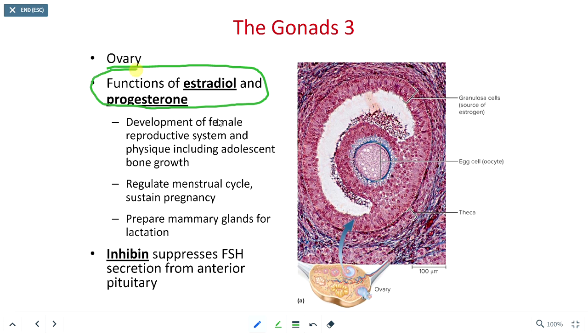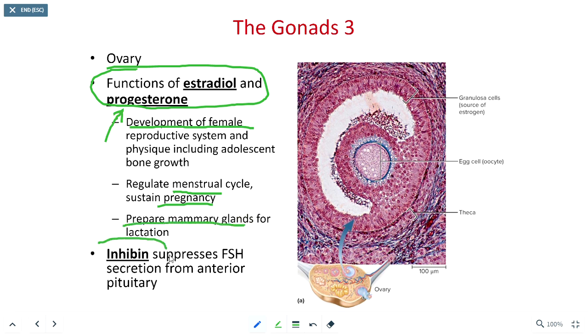They get a lot of talk because they're going to help emphasize the development of the female reproductive system, both primary and secondary sex characteristics. They help to regulate the menstrual cycle, sustain the woman during pregnancy, and in particular, with the progesterone, help to prepare the mammary glands for lactation.